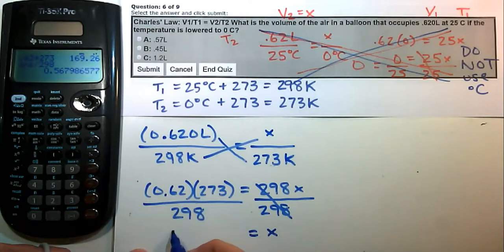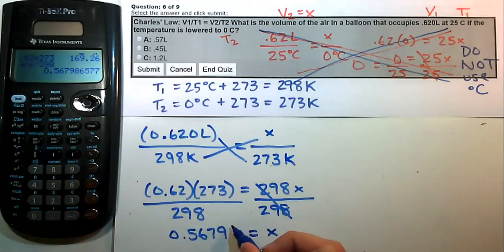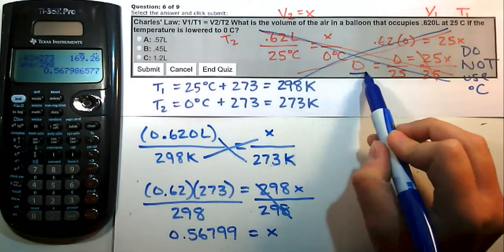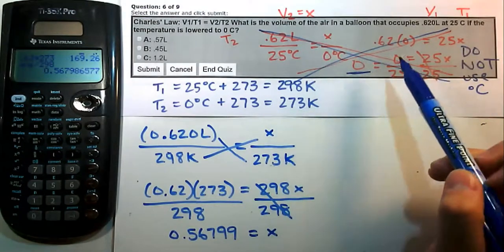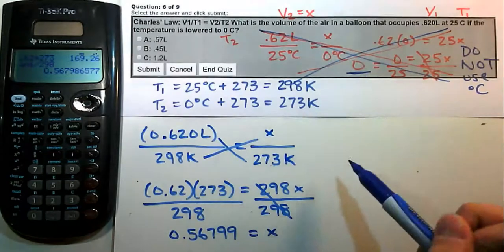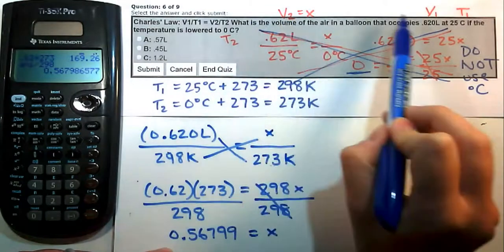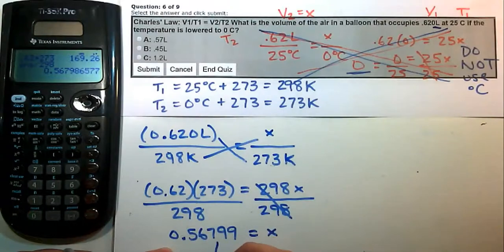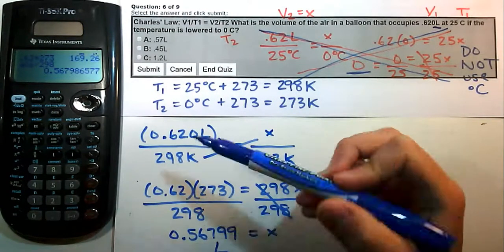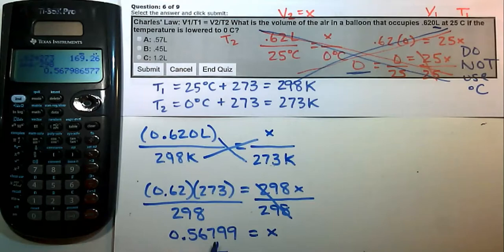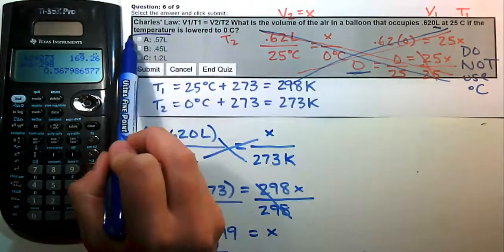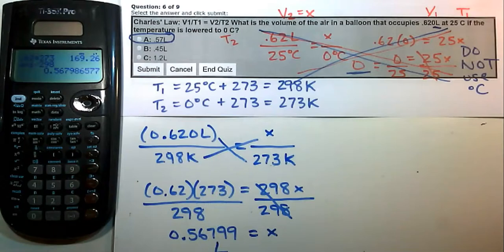Okay, and that gives me 0.56799. We'll round to that point, but you'll notice this is a very different answer than the 0 that we got when we used the Celsius scale. Celsius does not work for gas laws. You have to convert to Kelvin. So 0.56799 in my units. Volume was given in liters. My units here are also liters. Looking at my answer choices, I'm looking for an answer that's very close. 0.567 is very close to 0.57 liters. So A is my correct answer here.